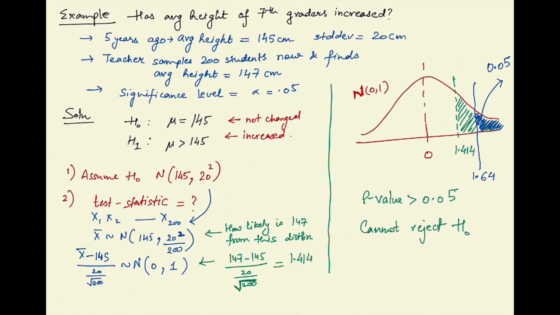Let's consider a small example where we have to test the null hypothesis that the height of 7th graders has not changed, and the alternate hypothesis that the average height of 7th graders has increased since previous heights. So let's say that someone observed the height of 7th graders 5 years ago, and the average height was 145 centimeters and the standard deviation of their heights was 20 centimeters. Now some teacher samples 200 students from 7th grade at present and finds that their average height is 147 centimeters, and let's say we decide a significance level or a threshold to be 0.05.